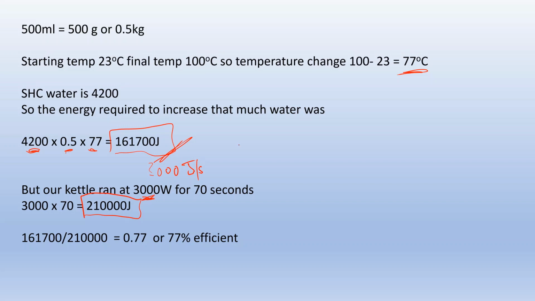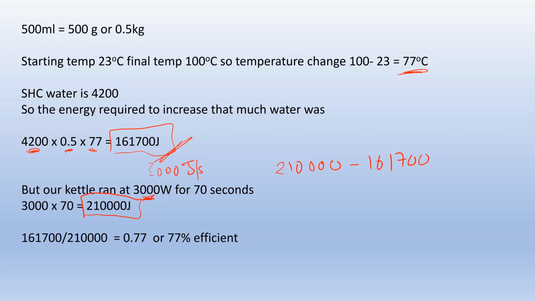So there was a loss of energy. In fact, we could work out 210,000 minus 161,700 will tell us how much energy was lost. Where was it lost? Well, you can see from the video that actually the kettle was really loud, so some of it was sound energy, and also it's not just the water that gets hot, the kettle got hot.